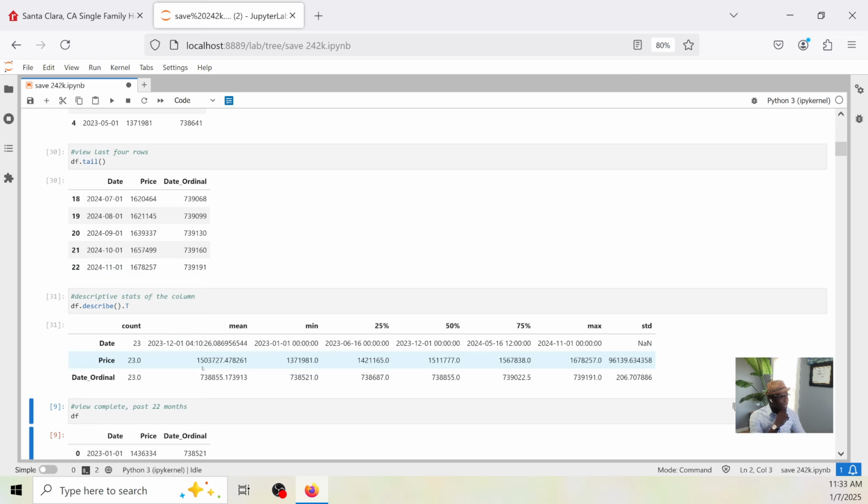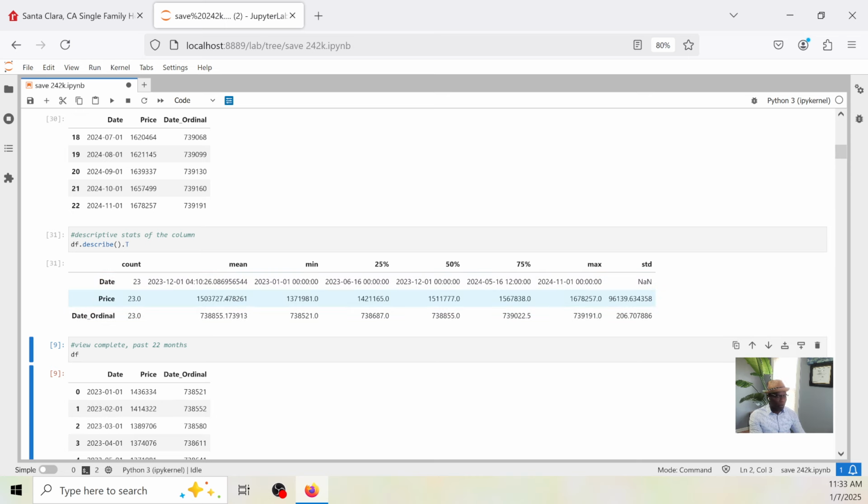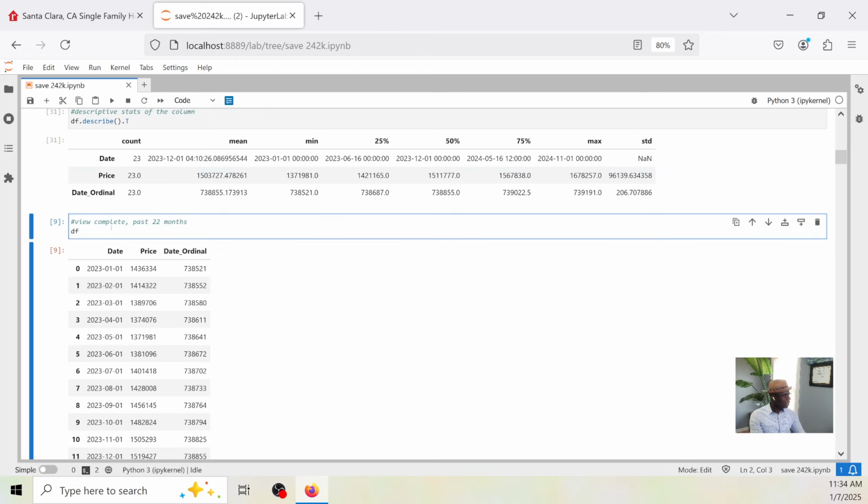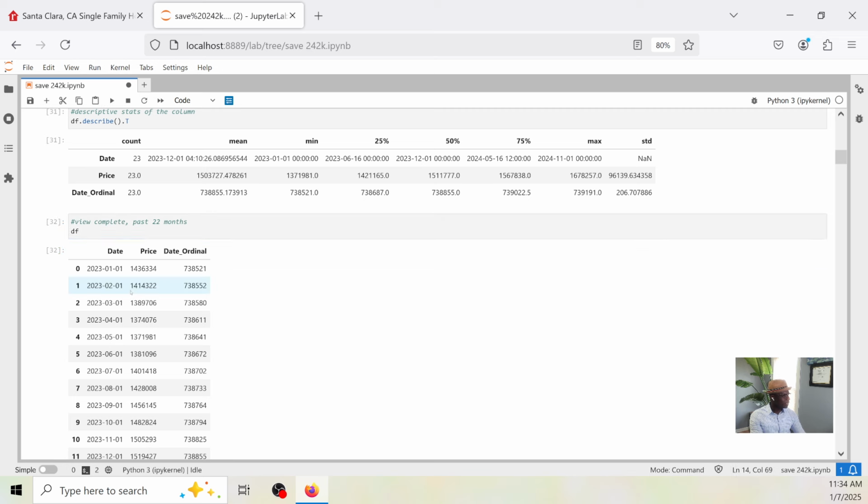So the average price over the last 22 months is 1.5 million. It's an important value for us to remember. The highest was 1.67 million, and the lowest was 1.37 million. Lowest, highest, average. So now we just want to take a look at the complete 22 months of data, and specifically the historical prices. These are very, very crucial because we're going to be applying our algorithms, linear regression models, on this historical data set.